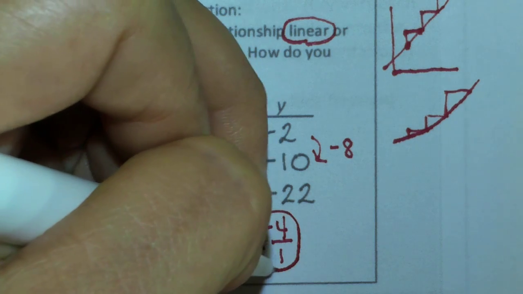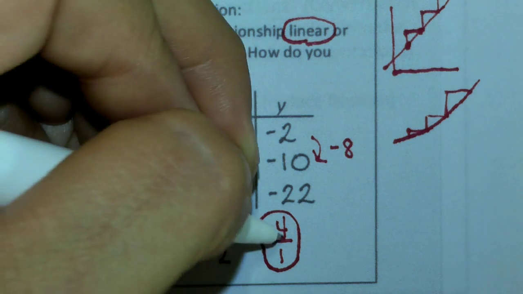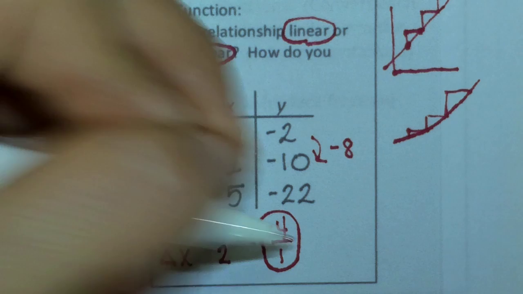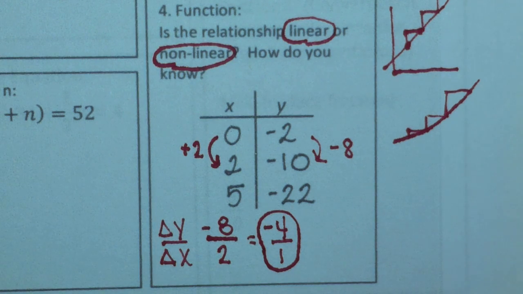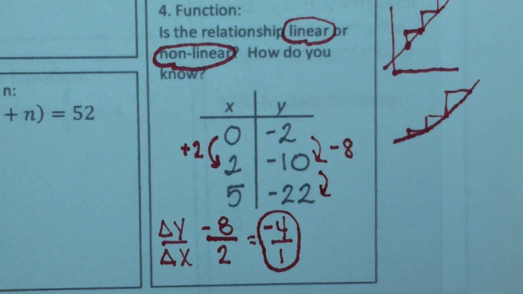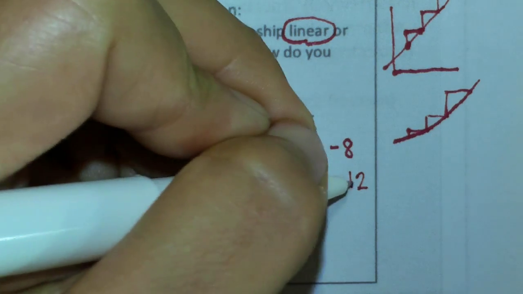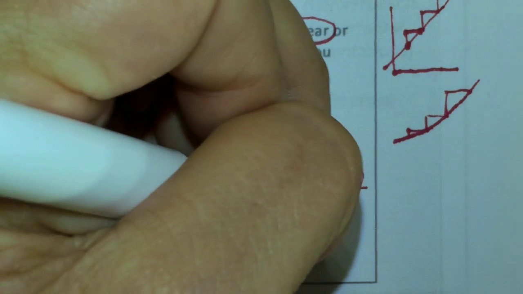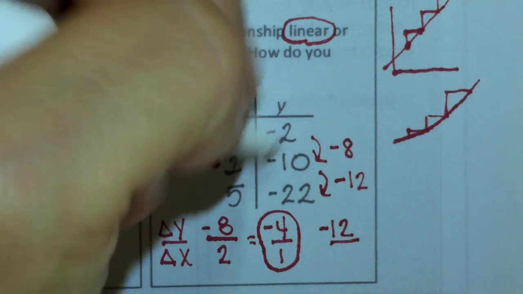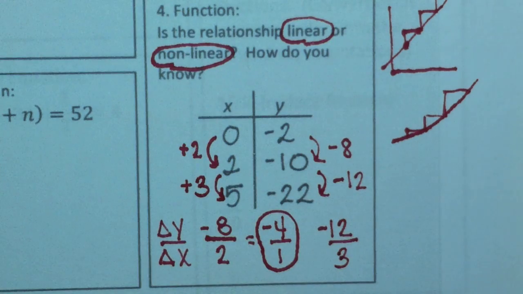If this is going to be a linear table, that means my next set of change of y over change of x is going to simplify down to negative 4 over 1. If it's not linear, it's going to simplify down to anything else but negative 4 over 1. All right, I'm at negative 10. I'm decreasing by 12. Negative 10 minus 12 gives me negative 22. Decreasing by 12 for my change in my y. My change in my x is increasing by 3.